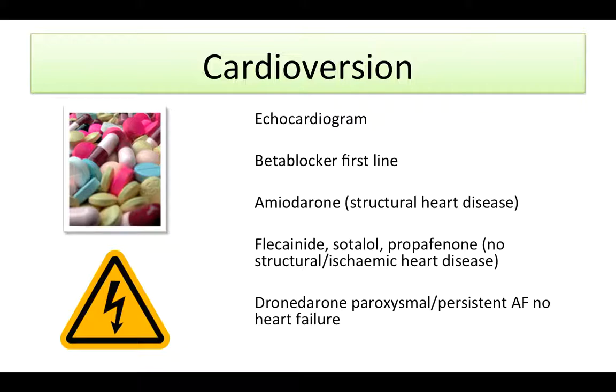Some early studies were very promising, and in fact, they were put into the recommendations for the guidelines for the use of dronedarone. However, there were some studies that showed some caveats. There was some increased risk found in patients who've got permanent atrial fibrillation and also in patients who've developed heart failure. So dronedarone can be used in patients who have paroxysmal or persistent atrial fibrillation for short-term use, as long as they don't have any evidence of heart failure.